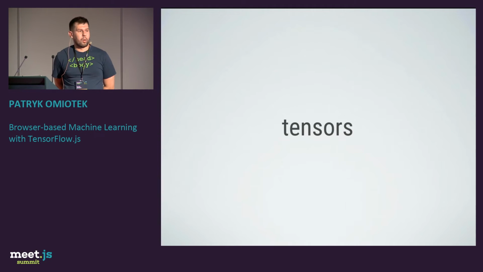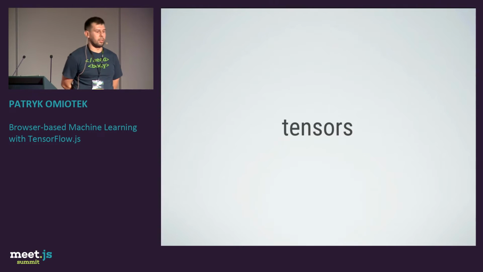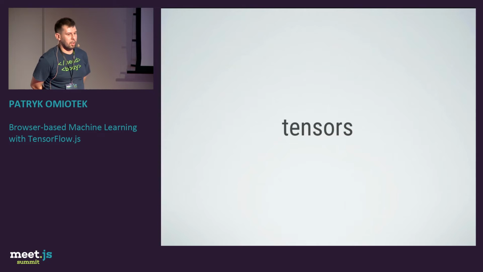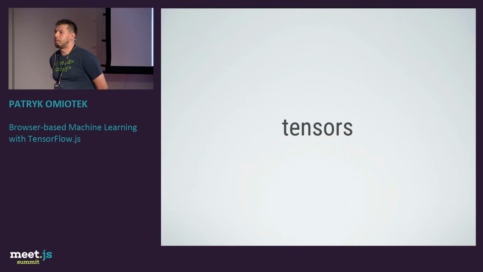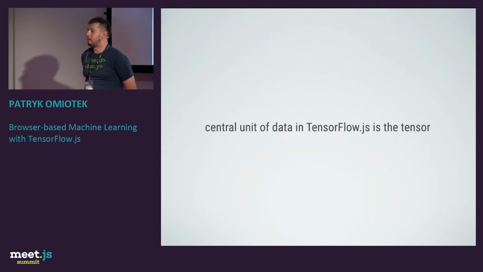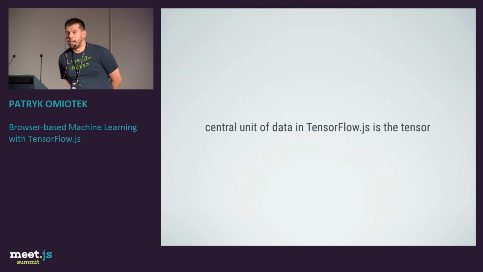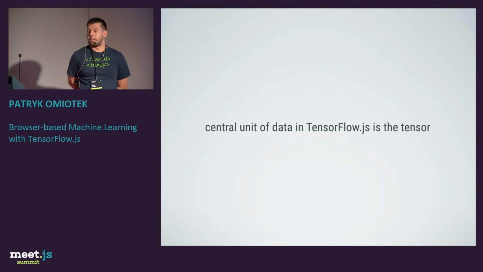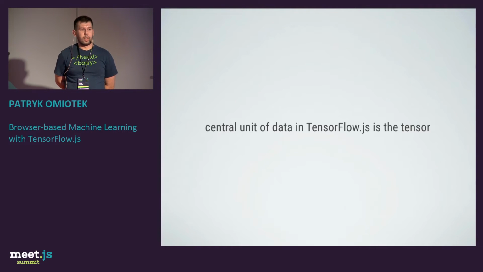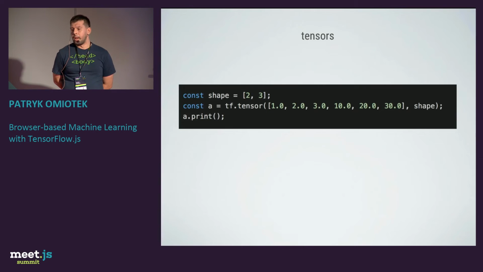Okay, what is behind the scenes in this TensorFlow? What's the starting point? It's a tensor. It's a central unit in TensorFlow.js and also TensorFlow implementations in Python. A tensor is something like a vector in maths. It has its own values and shape. Shape defines how many rows and how many columns we have.